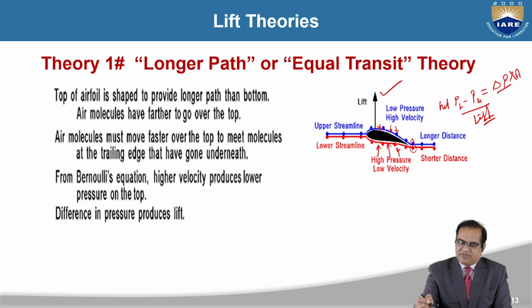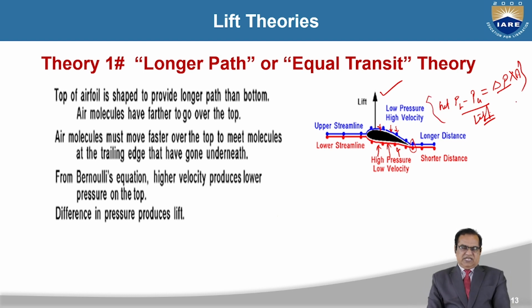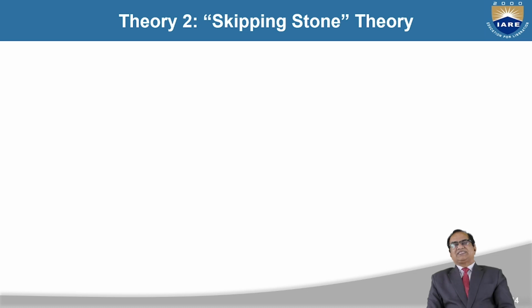So just now I have explained the same thing here, and we have got this theory one, longer path, and the equal transit theory. Next, another theory is there, the skipping stone theory. In this, if you hit something, it will hit and change its direction.